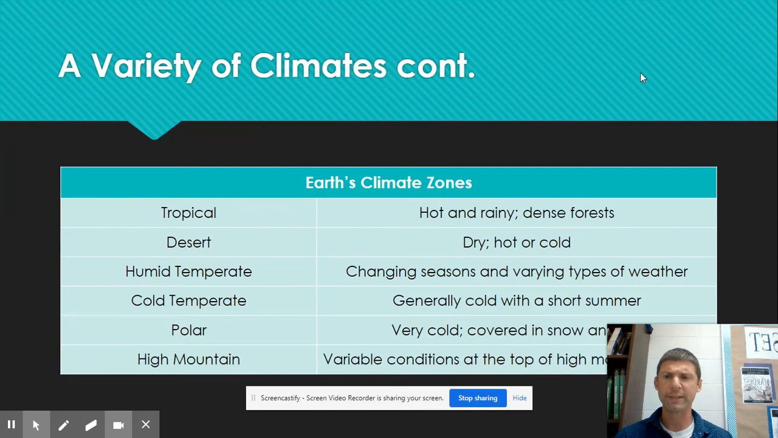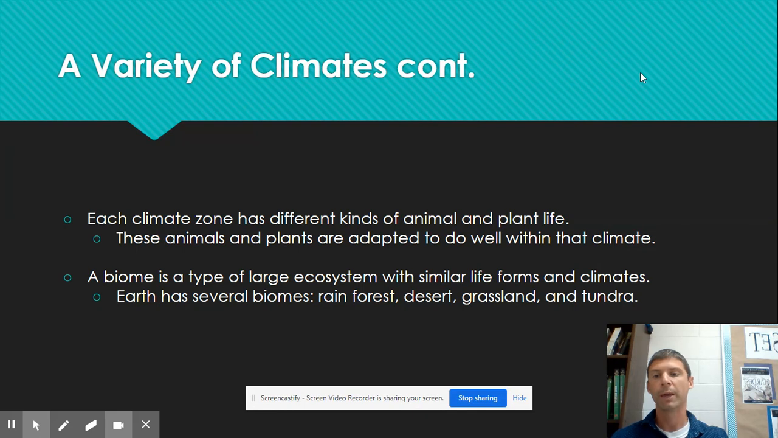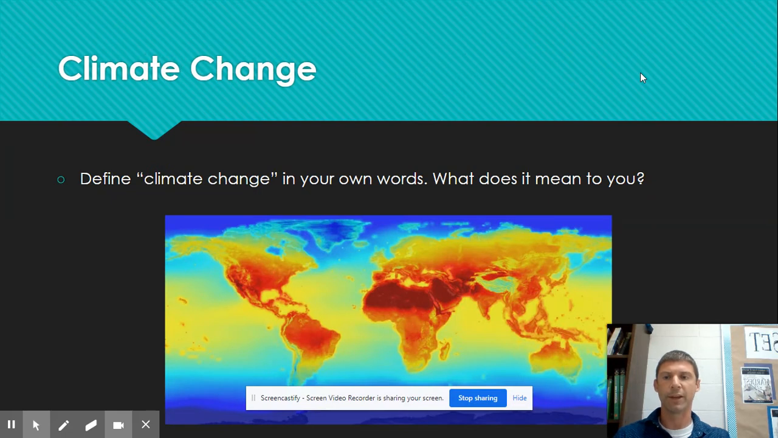So we also have humid temperate and cold temperate. This is kind of getting into more what we'd experience in Indiana. Polar is much, much colder. Northern areas, northern parts of Canada, Russia, you're getting into kind of more of that polar climate. High mountain, obviously, is exactly what it sounds like, where we see the differences when you're higher up in the mountains. So each climate zone is different, supports different life that exists there.